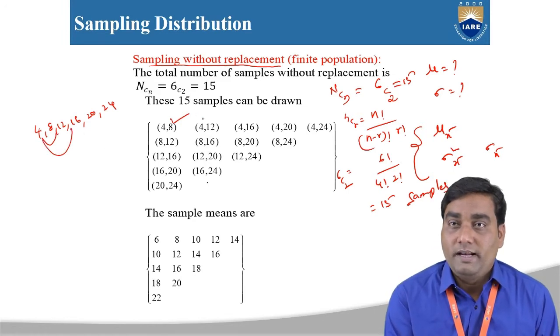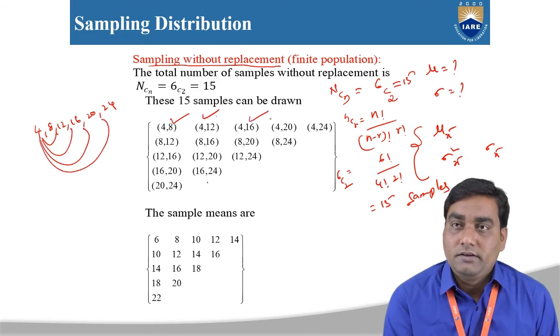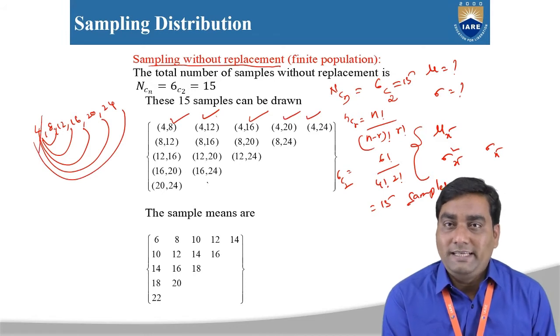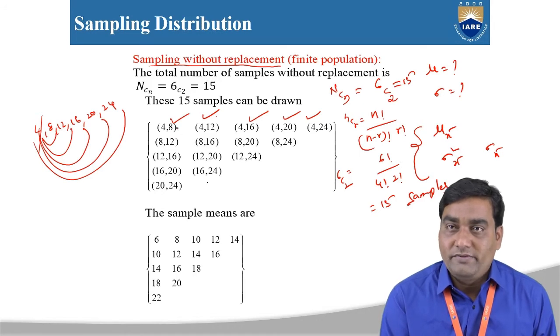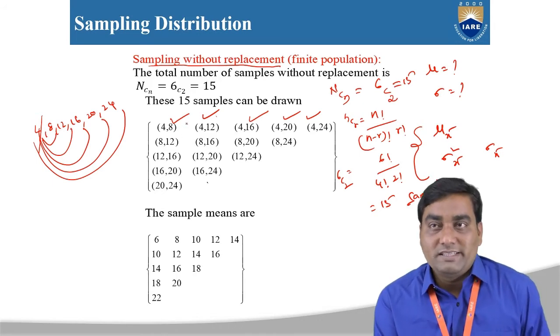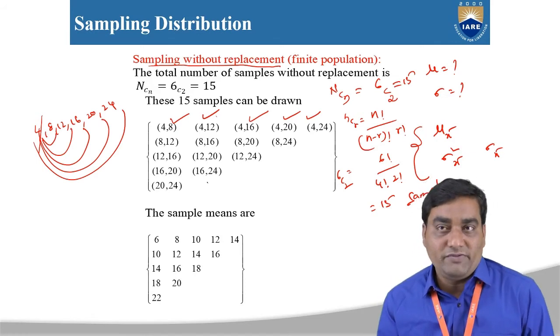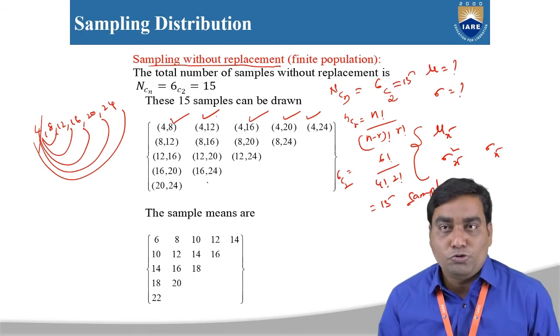Next, 4, 12, 4, 16. Next, 4, 20. Next, 4, 24. So 4 is completed. Now starts with 8. We are not going back to 8, 4 because we have already taken 4, 8. Because it is the without replacement case, we are not going to take it again. No need to take 8, 4 because both are duplicates.